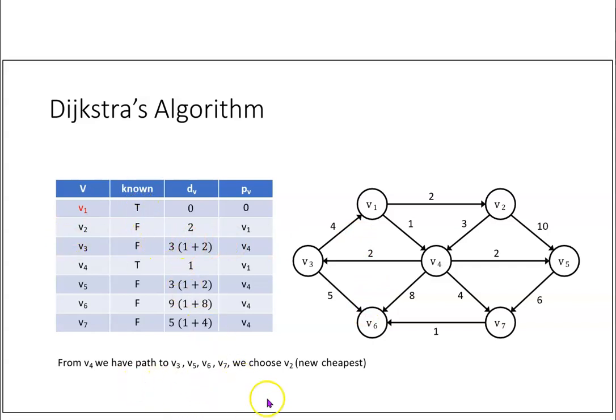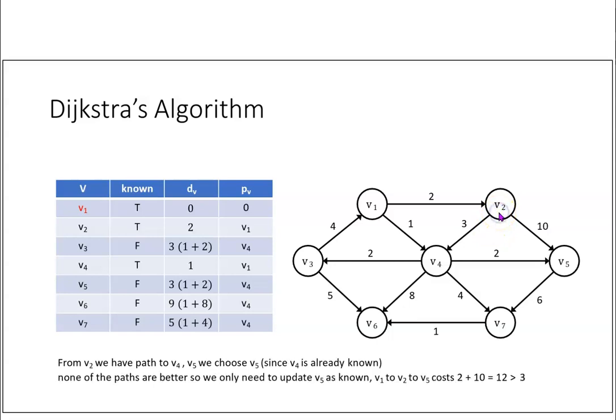From V4, we have a path to V3, 5, 6, and 7. So from V4, we can get to 3, 5, 6, and 7. And out of those, we're going to take V2, which is 3, as our new cheapest. From V2, we have a path to V4 and V5. We choose V5 since V4 is already known and we don't have to repeat ourselves. None of the paths are better, so we only update V5, right?